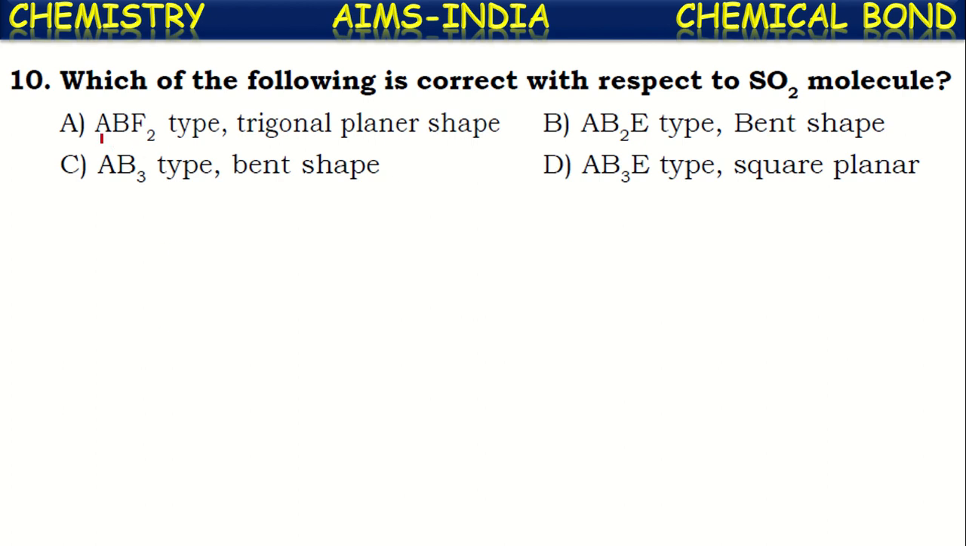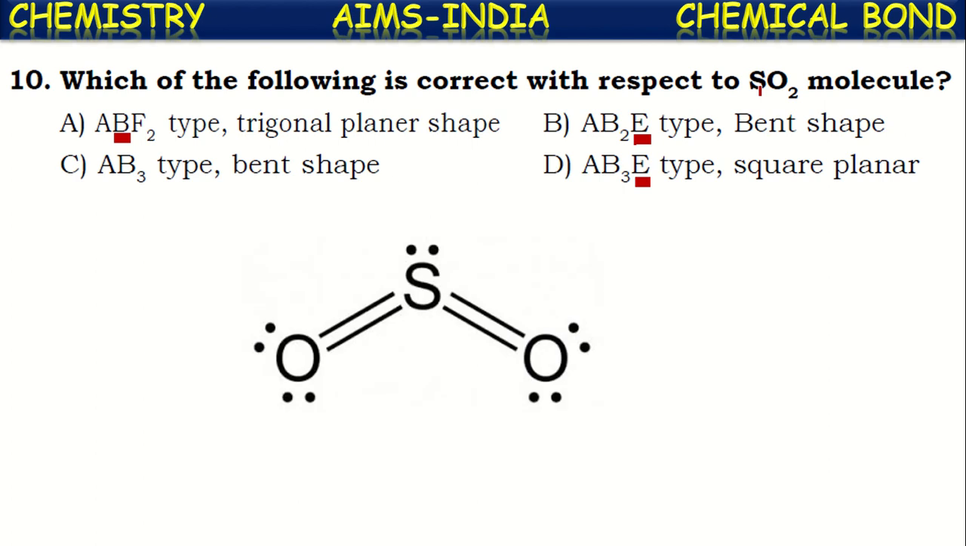In this, the first letter A represents the central atom, B represents the number of bond pairs on the central atom, and E represents the number of lone pairs of electrons on the central atom. Now let us see what kind of molecule this is, meaning how many bond pairs and lone pairs are there on the central atom sulfur in the SO2 molecule. Say this is a structure of the SO2 molecule.